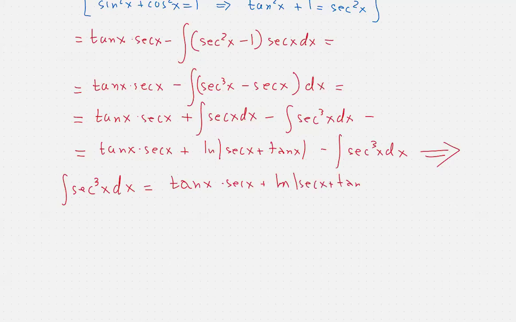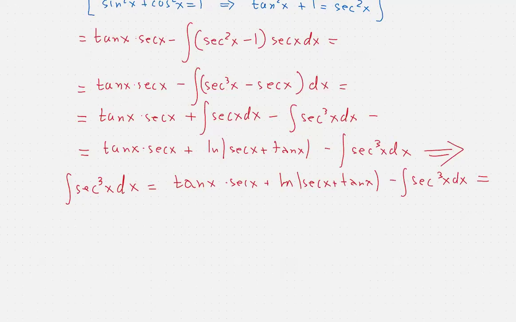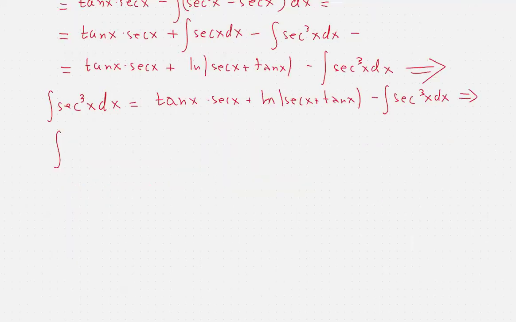It's like having one of these equations, x is equal to 4 minus x. What is x? So what do you do? You bring all the unknowns to the left-hand side. So you have two of them, 2 times the integral of secant cubed of x dx. You get to this by adding the integral of secant cubed of x to both sides.